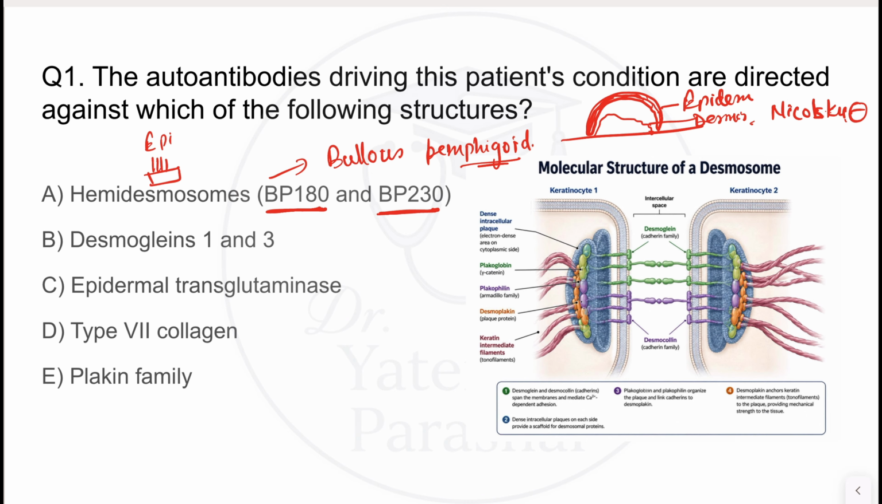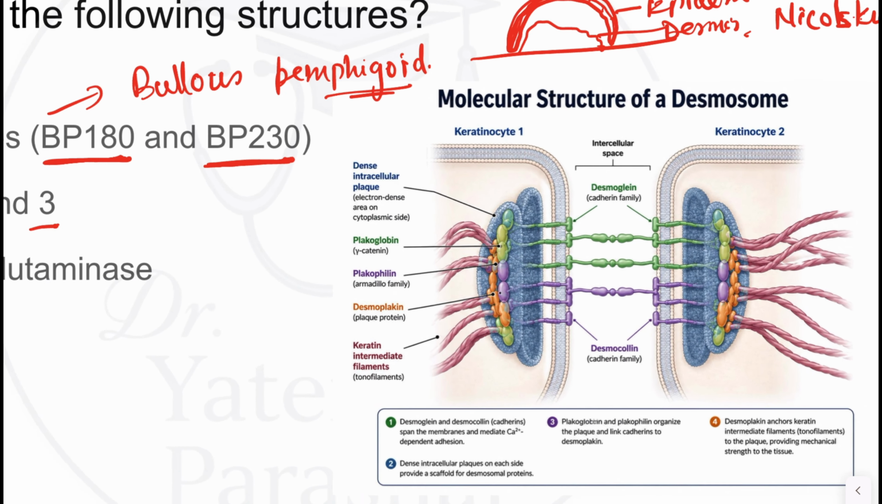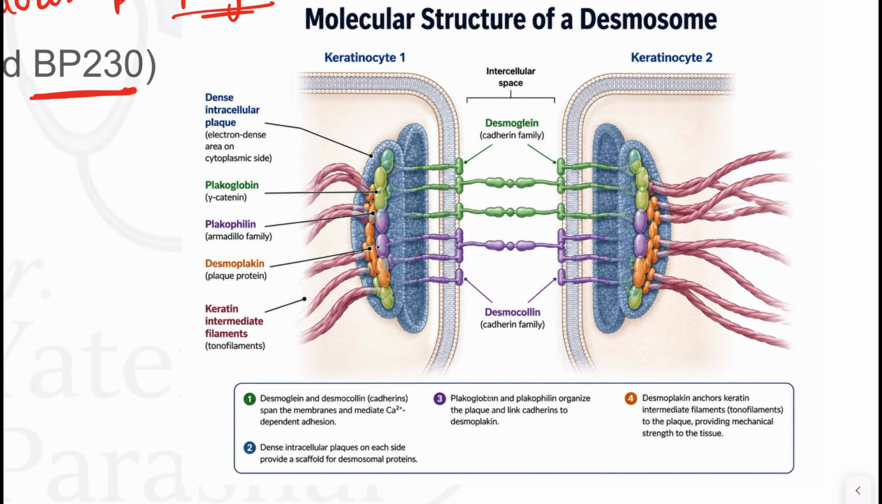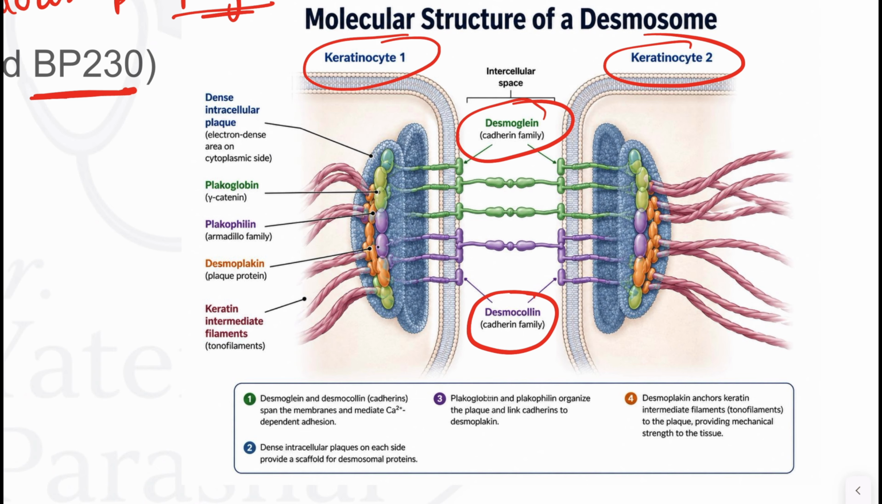Option B, desmoglein 1 and 3. Yes, this is the correct option as we have already discussed. In this molecular structure of desmosome between two keratinocytes, 1 and 2, we can see the desmoglein, which acts as a glue to adhere the keratinocytes, and this is the cadherin, that is a calcium dependent protein, and desmocollins are another family of proteins which is seen in desmosomes.